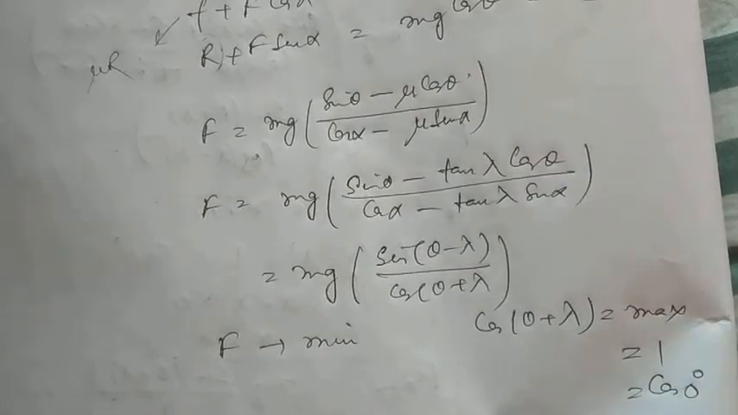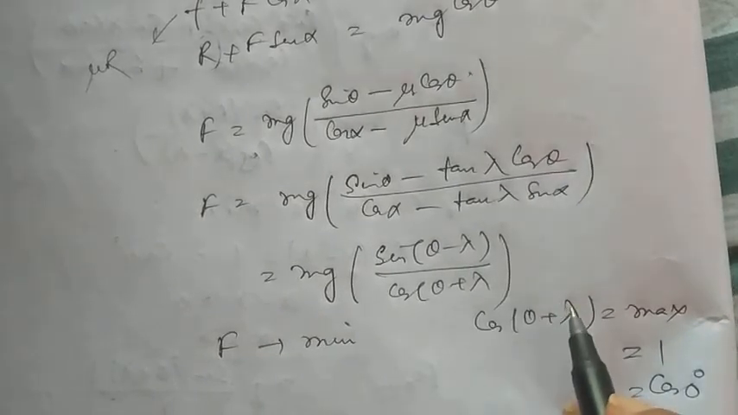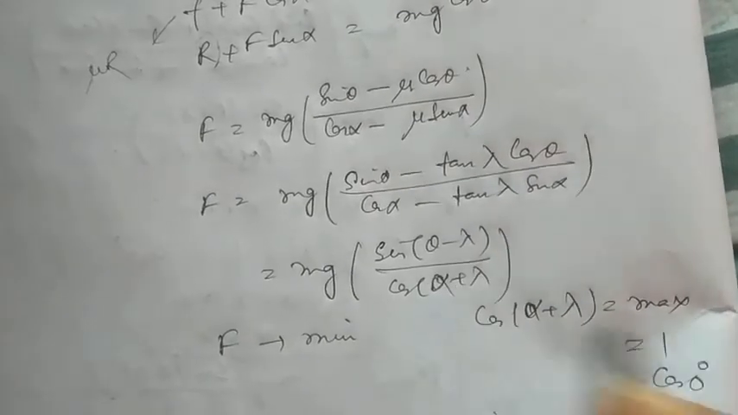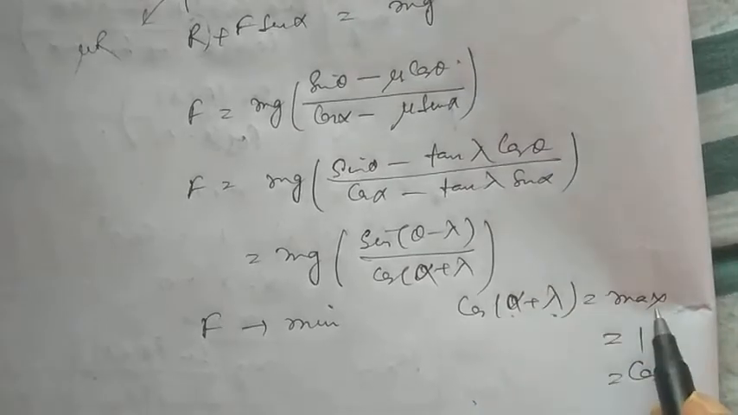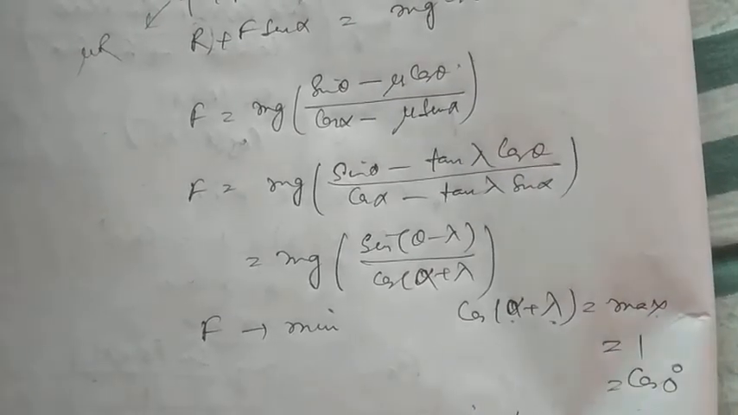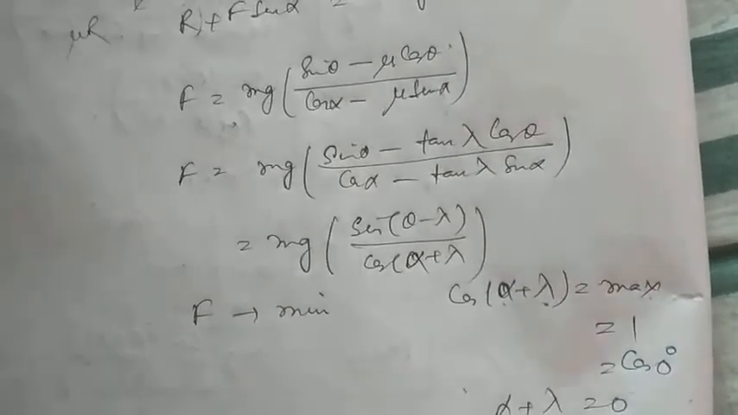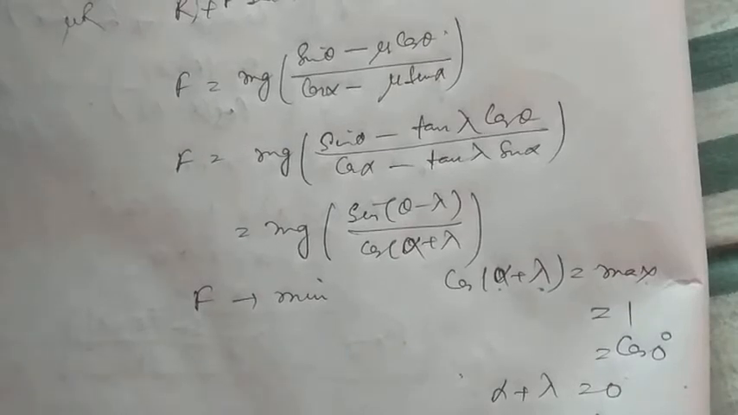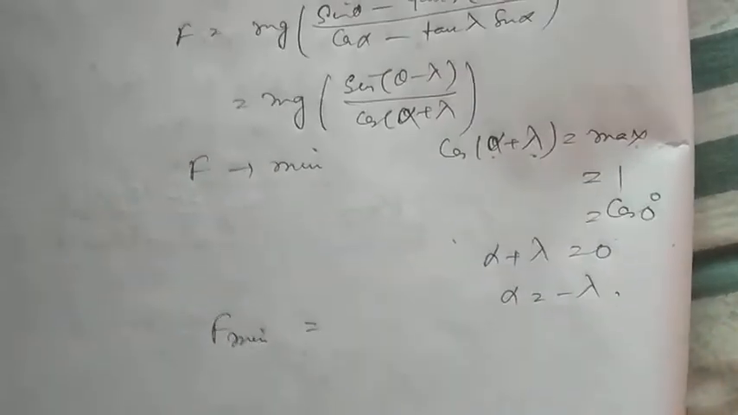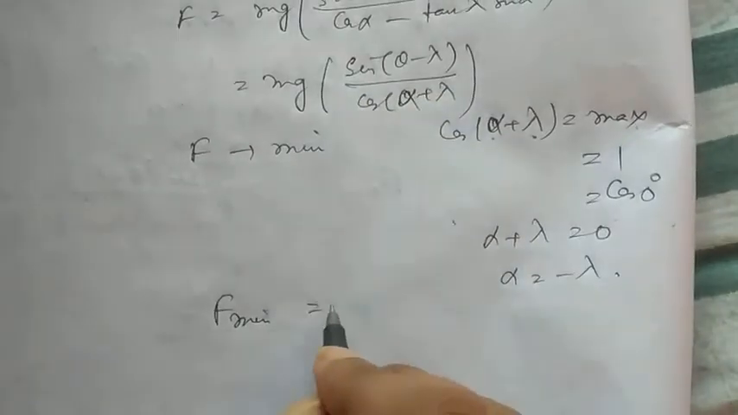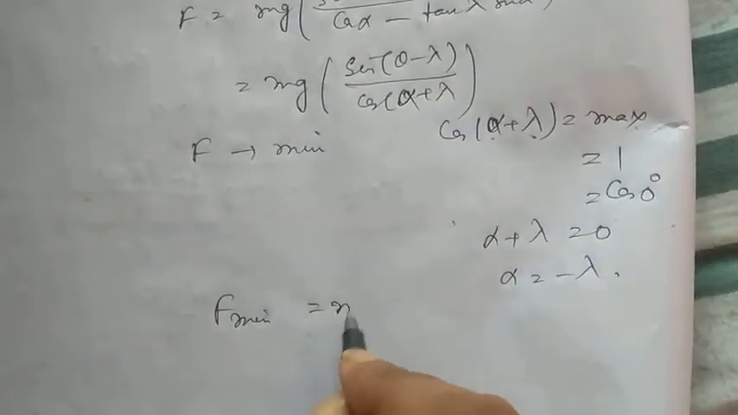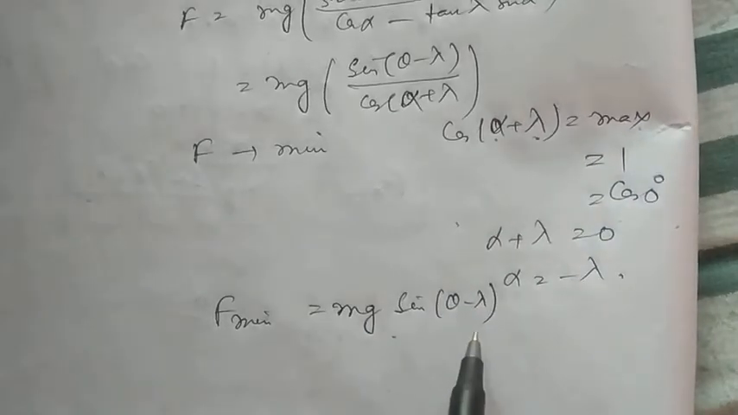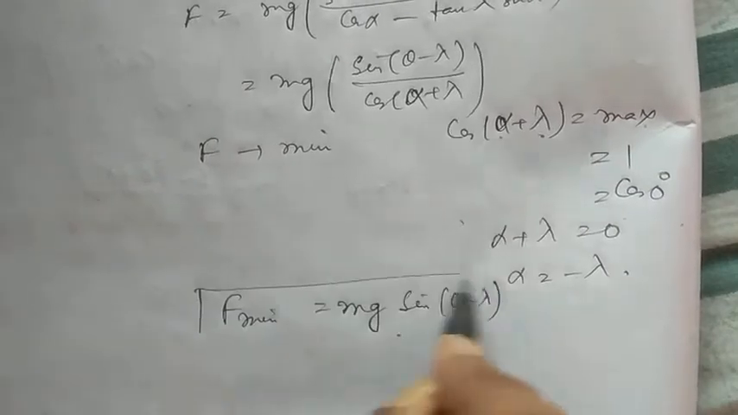Now here it will be alpha plus lambda. So alpha plus lambda is equal to maximum 1, cos 0. So alpha plus lambda is equal to 0. So alpha is equal to minus lambda. So what is F minimum now? From this expression, F minimum means mg sine of theta minus lambda. The denominator is 1. This is the value of F minimum.